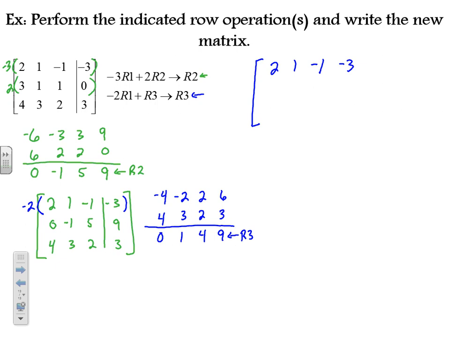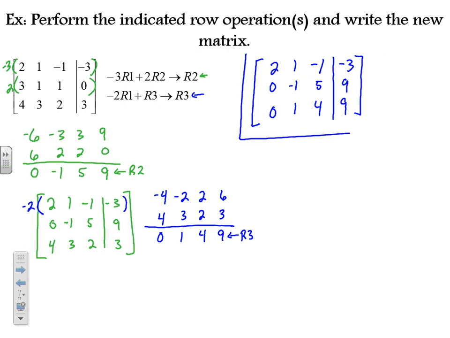The row 2 that we got after we did that first row operation was a 0, a -1, a 5, and a 9. And the row 3 that we got after we did that second row operation is the 0, the 1, the 4, and the 9. Okay? And put our bar to separate the coefficient from the constant matrix. And this is ultimately what we're winding up with as our end result. Now, this is the end result of the two operations that we did.